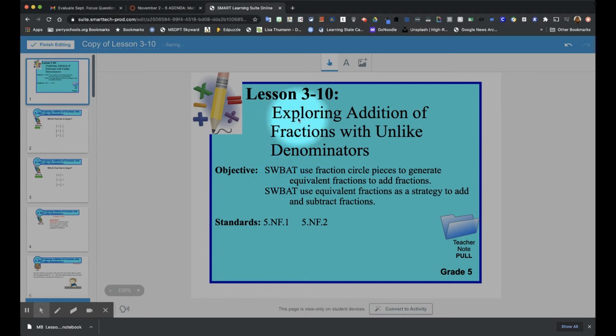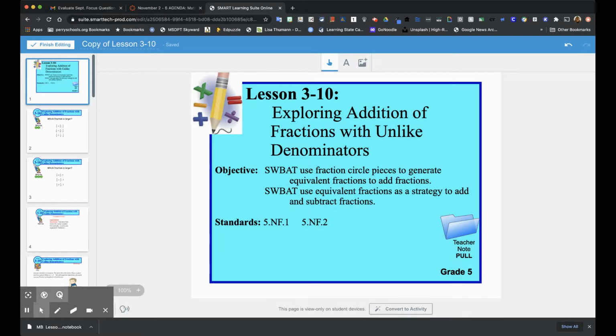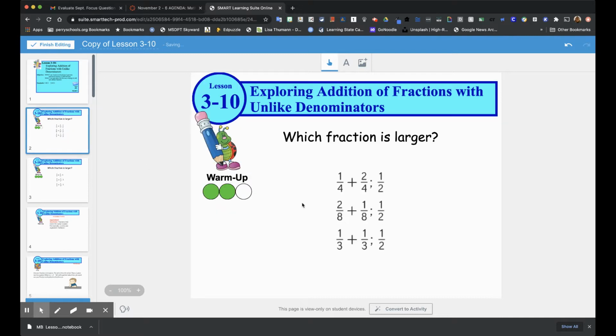Hey guys, we are going to be exploring addition of fractions with unlike denominators. We're going to be able to use fraction circle pieces to generate equivalent fractions, to add fractions, and we're also going to be able to use equivalent fractions as a strategy to add and subtract fractions. Let's take a look at these three questions for a warm-up.